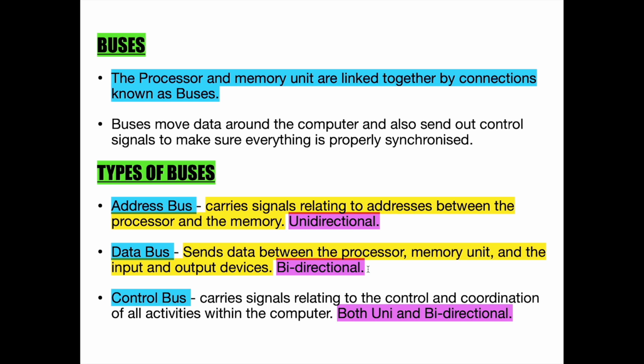The last bus is the control bus. The control bus carries signals relating to the control and coordination of all activities within the computer. It is both unidirectional and bidirectional. Well, this is a general idea about the 3 types of buses. Now let's go through the main components of the von Neumann model.